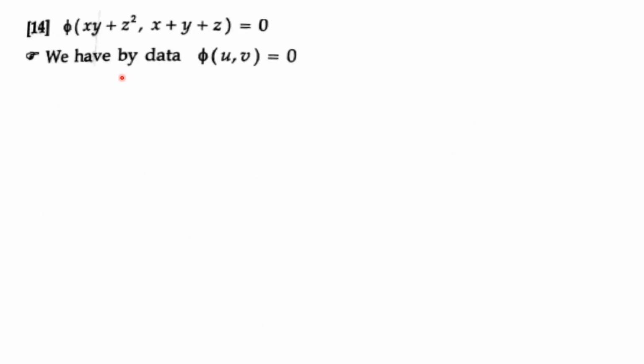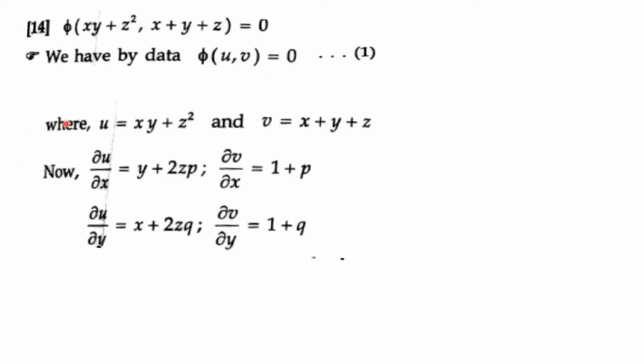Okay, so what is given in the question now? Phi of xy plus z square, comma x plus y plus z equal to 0. So by the data we have phi of u comma v equal to 0, right? What is u here? Yeah, before that let me denote this as equation 1, the given data as equation 1. So where u is equal to xy plus z square and v is equal to x plus y plus z.